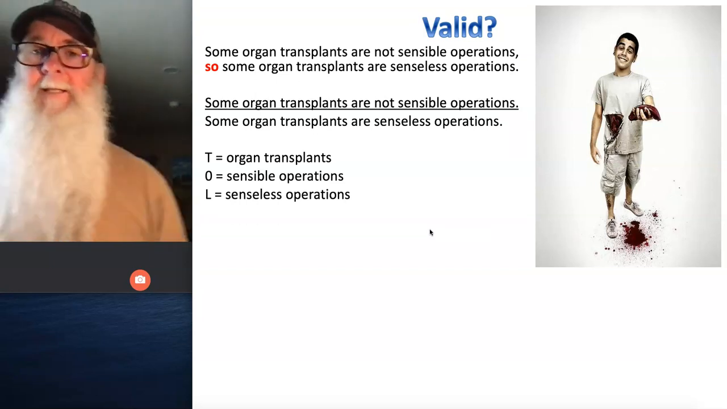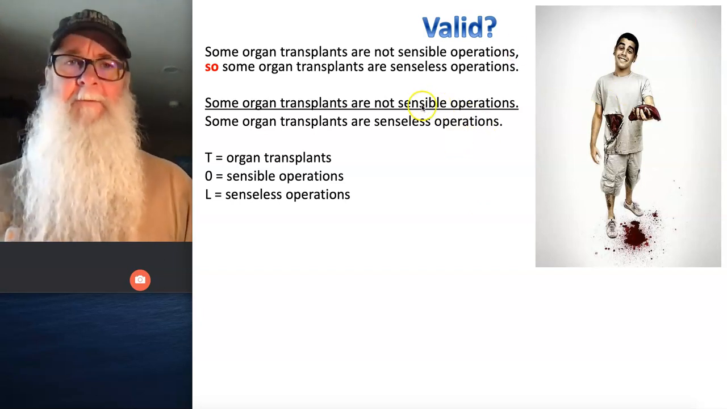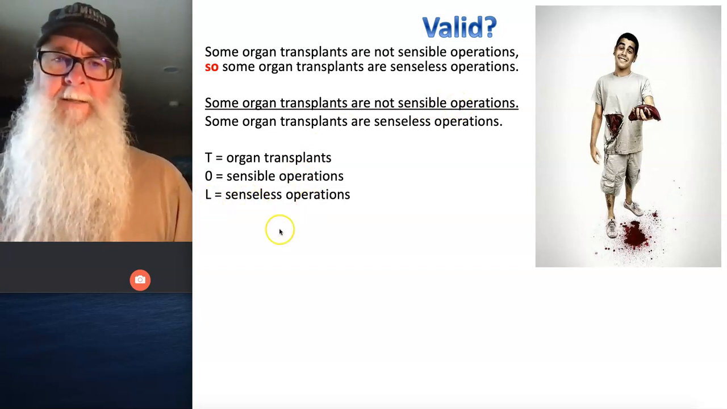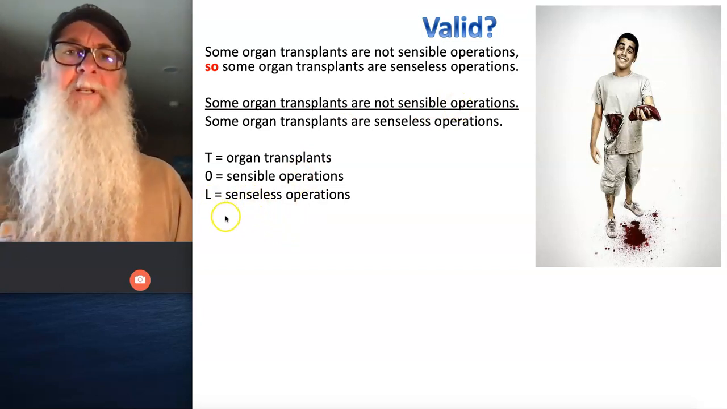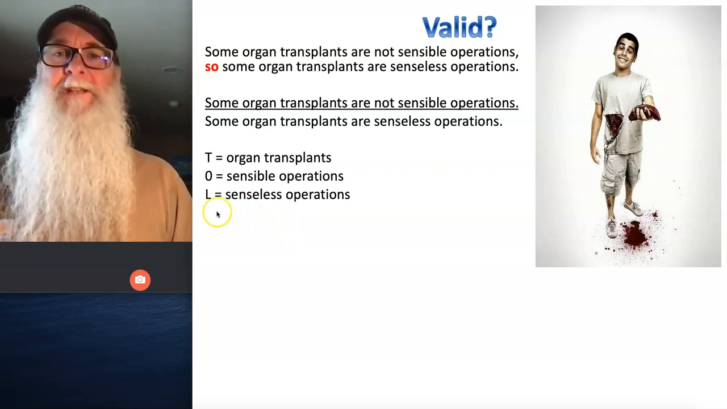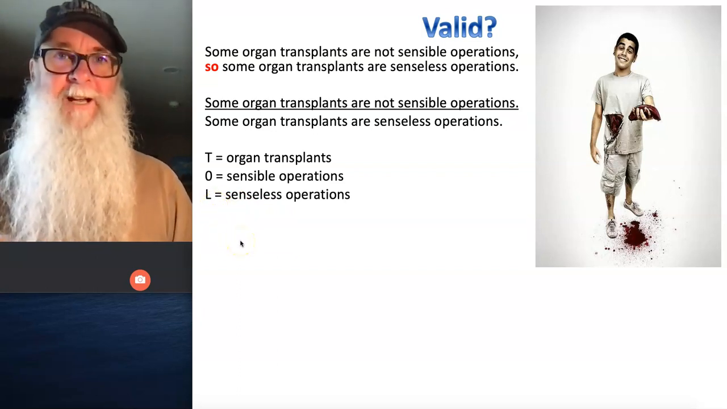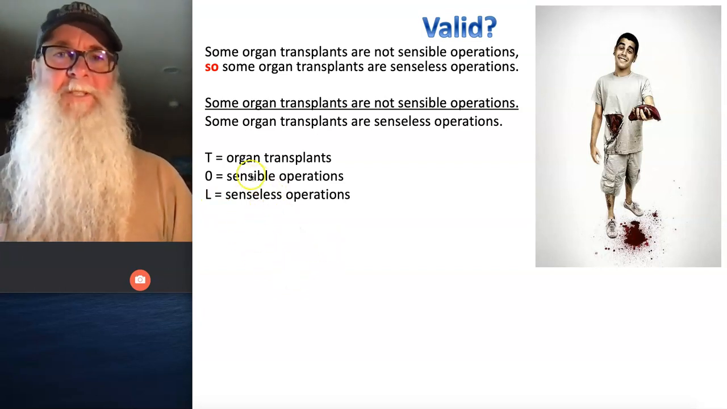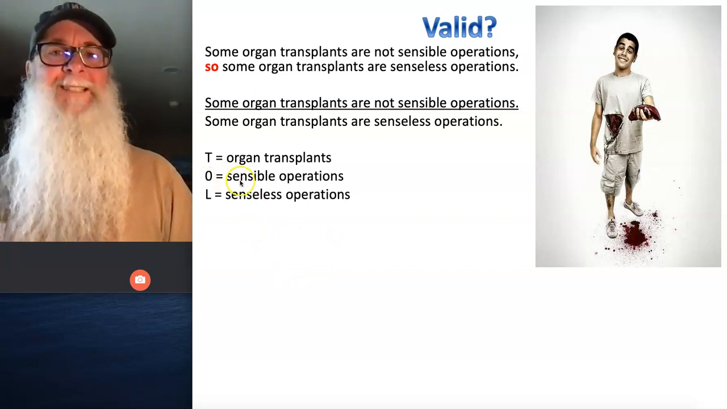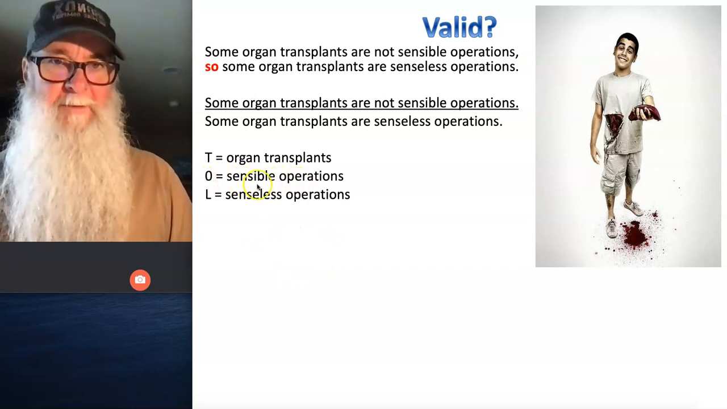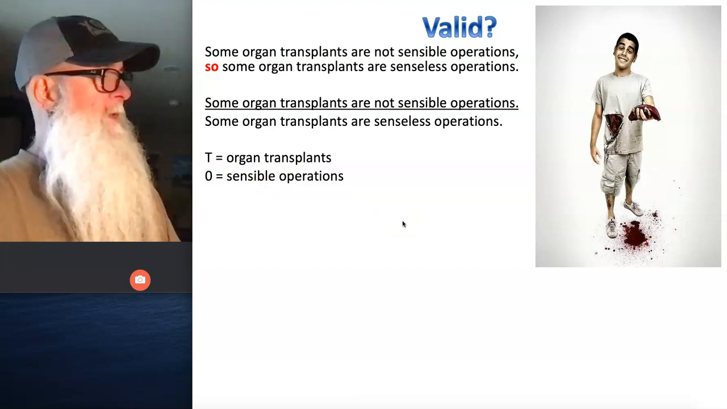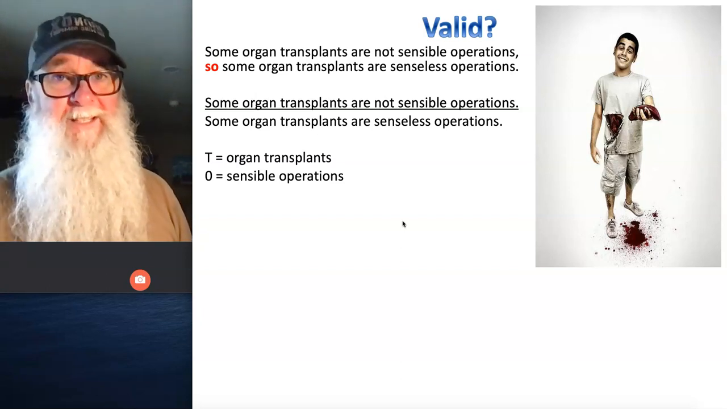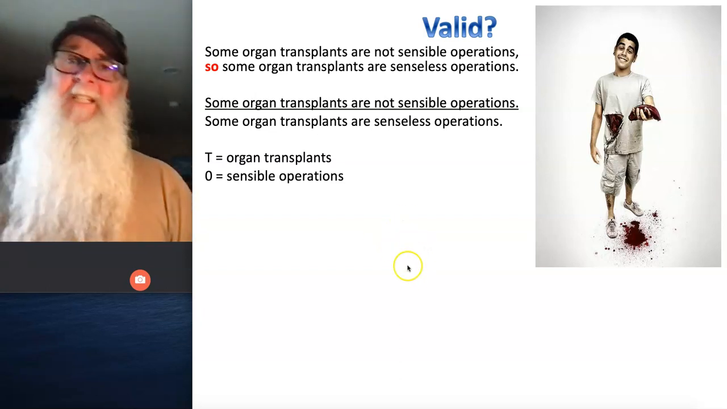And what I mean by that is this, is that I'm going to have to reference sensible operations, okay? If I use L, senseless operations, as my term, then in order to say sensible operations, I'm going to have to say non-L or non-senseless operations, which is kind of weird and counterintuitive. It's more intuitive to say non-O when I want to say non-sensible operations. So I'm going to choose T and O. Again, you can choose any terms you want. I'm just choosing the ones that I think are going to be the easiest to work with. So we're going to choose T and O as our terms.